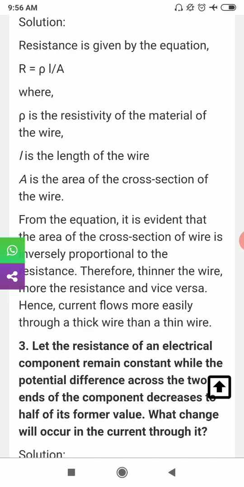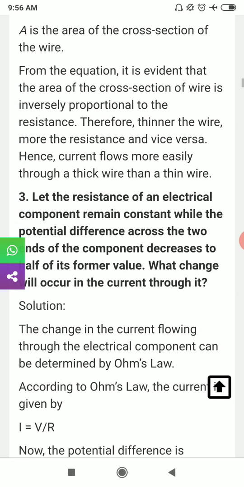Resistance is given by the equation R equal to rho L by A, where rho is the resistivity of the material of the wire, L is the length of the wire, and A is the area of the cross section of the wire. From the equation, it is evident that the area of cross section of the wire is inversely proportional to the resistance. Therefore, thinner wire, more resistance, and vice versa. Hence, current flows more easily through a thick wire than a thin wire.